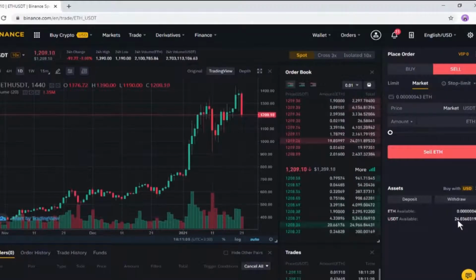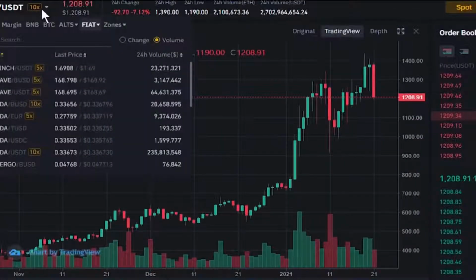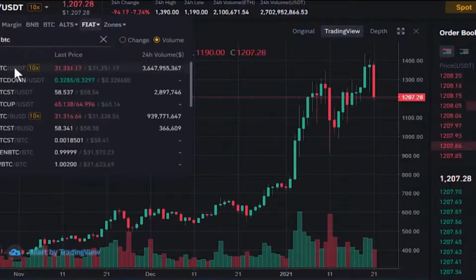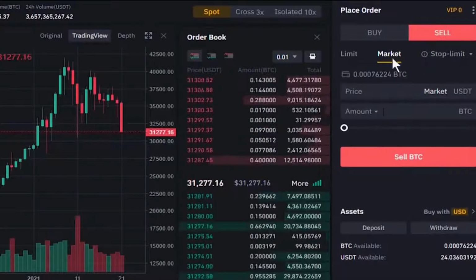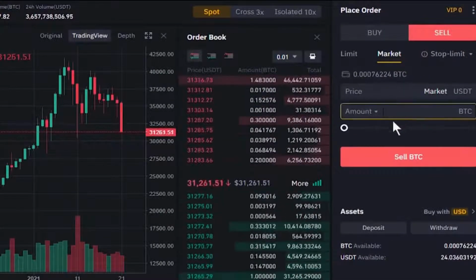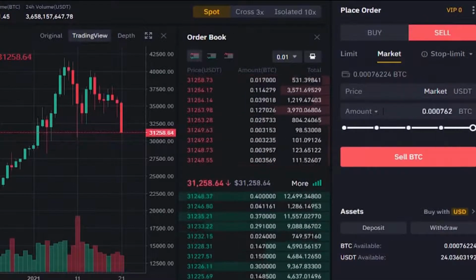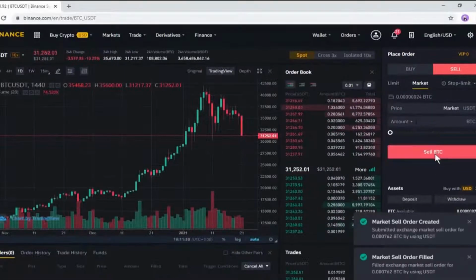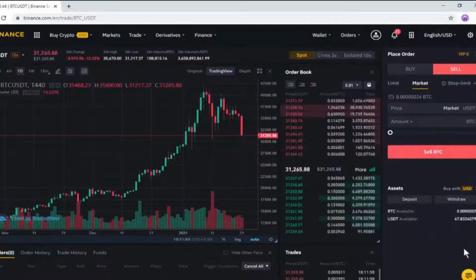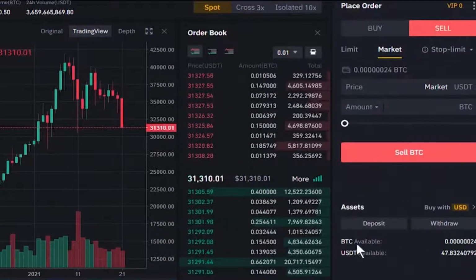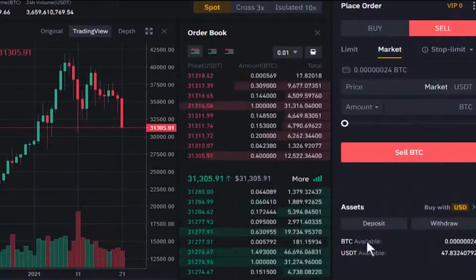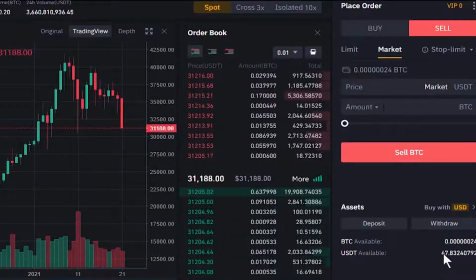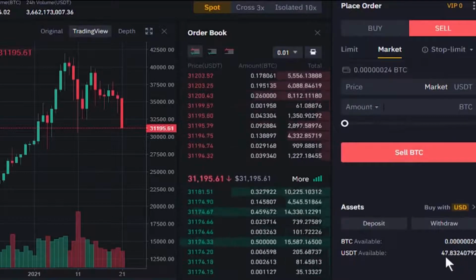Now let's sell our Bitcoin. Here we search BTC and BTC to USDT. The sell tab is selected, market order. We set the amount to 100% and we click on sell BTC, and it's done, and we sold our Bitcoin. And now, as you can see, this is how much Bitcoin we have available, which is very small. And here's the amount of Tether that we have available now.